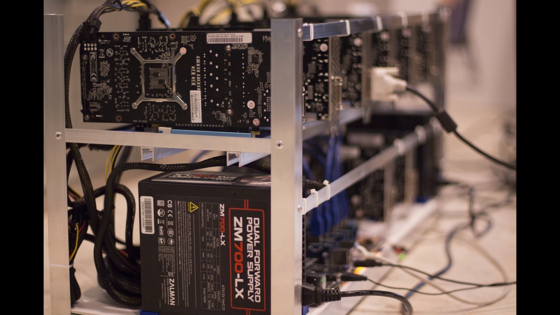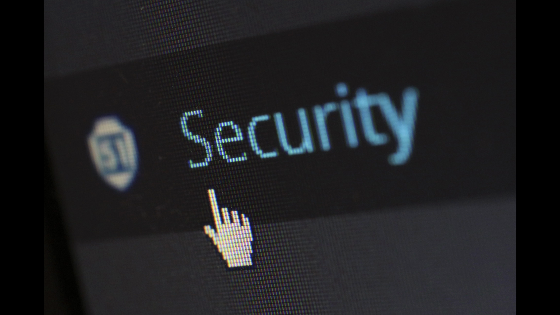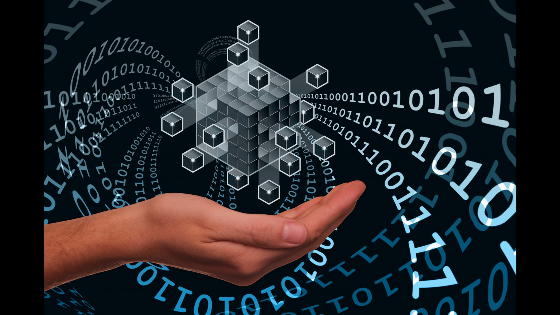Step 2, Understand the basics of Bitcoin mining. Learn what Bitcoin mining is, how it works, and why it is essential for the operation and security of the Bitcoin network. We'll cover topics such as proof of work, blockchain, and the role of miners in validating transactions.